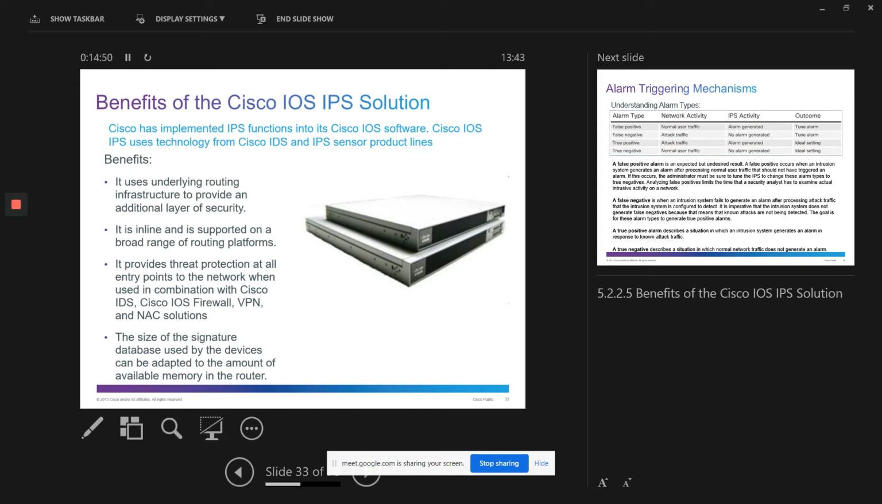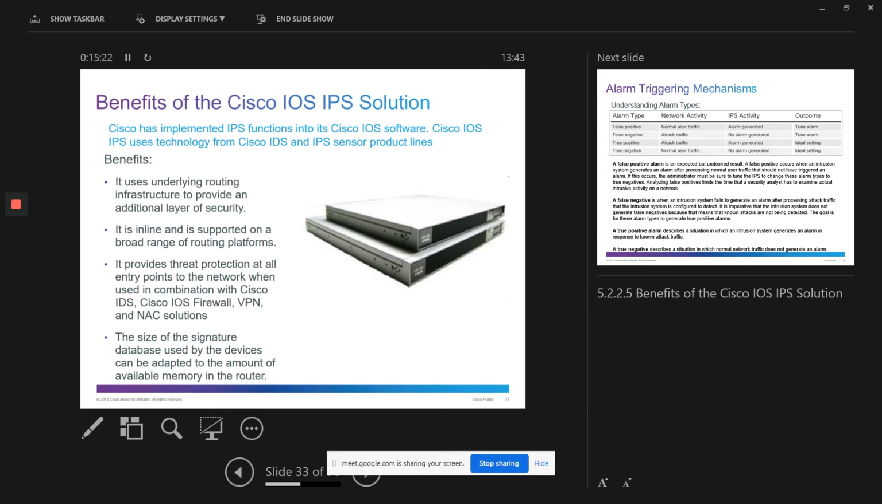And the next one is that it provides threat protection at all entry points to the network, because the router is the one through which traffic can come in and go out of the network, isn't it? So this provides you protection against all the entry points to the network, especially when you talk about a combination like IDS and Cisco IOS firewall, VPN or NAC solution.